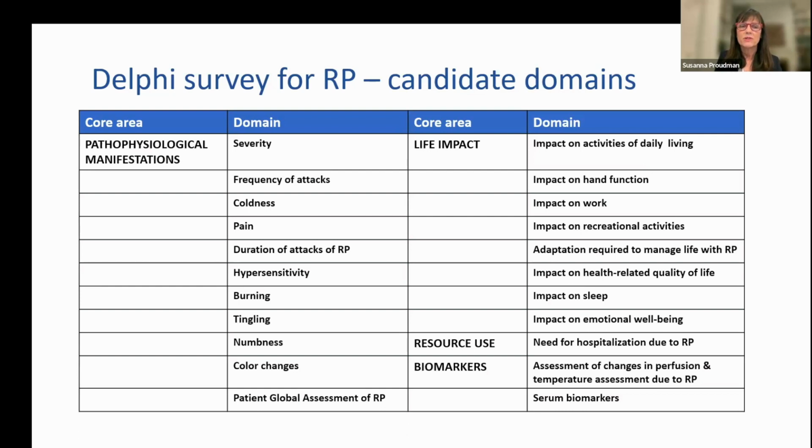A single domain related to resource use was the need for hospitalisation due to Raynaud's phenomenon, with subsequent responses to the survey indicating that this hospitalisation is likely to be due to complications of Raynaud's phenomenon, such as critical digital ischemia, as Ariane mentioned in her presentation, rather than just the symptoms of Raynaud's phenomenon itself. Biomarker domains were assessment of changes in perfusion and temperature assessment due to Raynaud's phenomenon and serum biomarkers. A glossary of domain definitions and images was prepared as a resource for respondents to both surveys. Next slide.